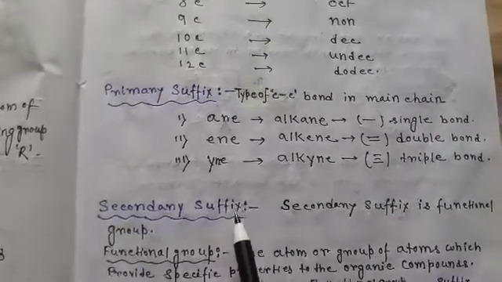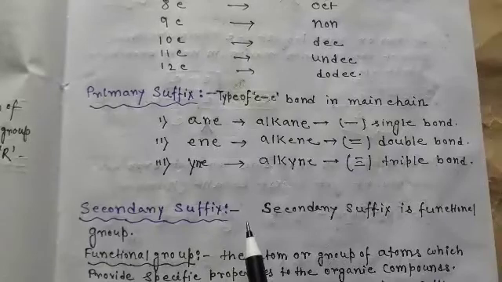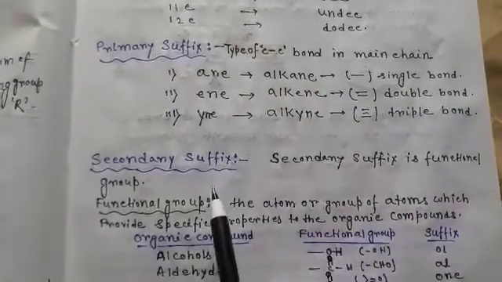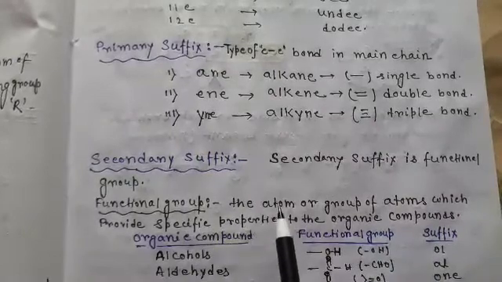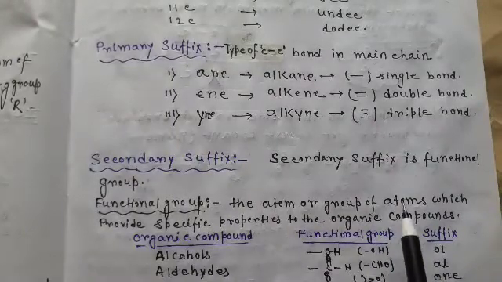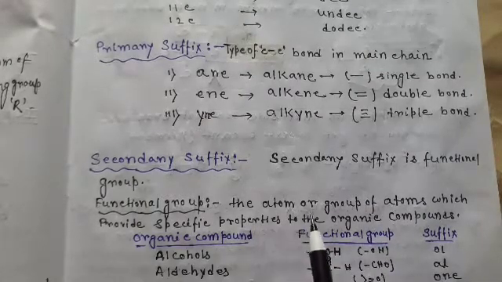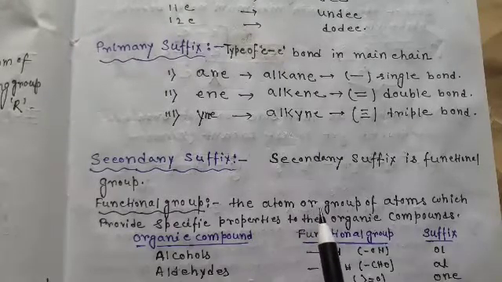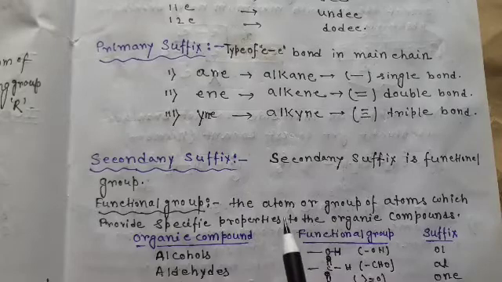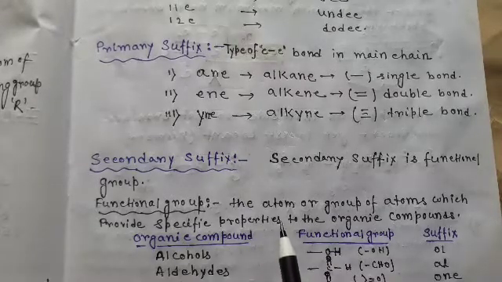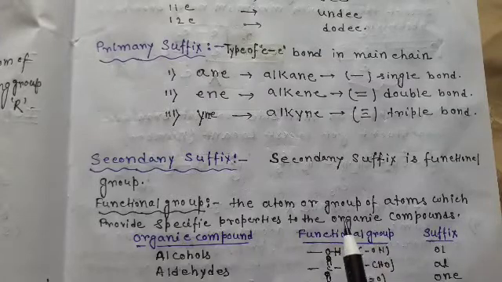Next, the secondary suffix. Secondary suffix represents the functional group. What is the functional group? The atoms or group of atoms which provide specific properties to organic compounds. A functional group must have one heteroatom other than carbon, that means oxygen, nitrogen, sulfur, etc. A functional group provides the specific properties of the organic compound.